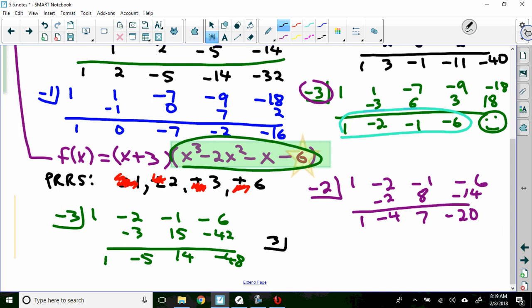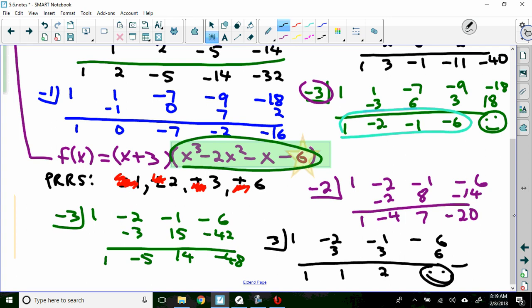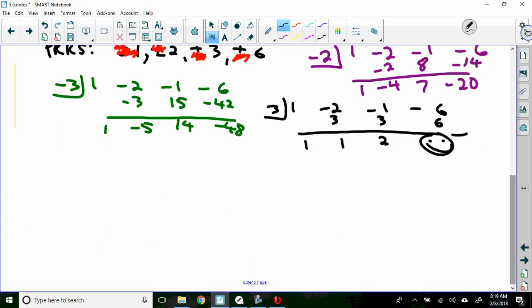So we plug this 3 in. We got 1, -2, -1, -6. So we got 1, 3, 1, 3, 2, 6. Awesome sauce. All right. So 3 worked. -3 worked. So again, you don't have to do this, but it's excellent practice to do this.